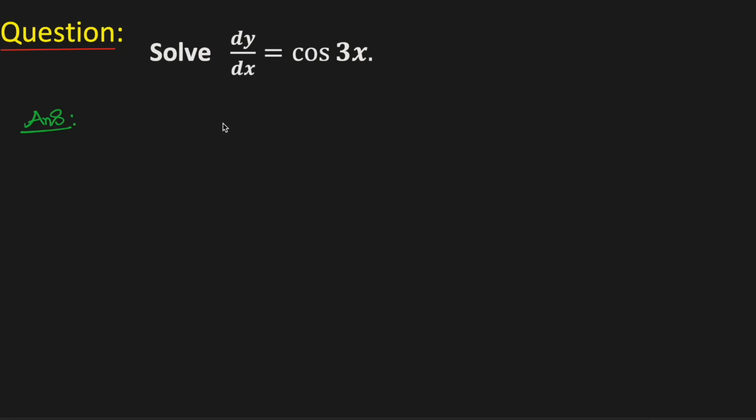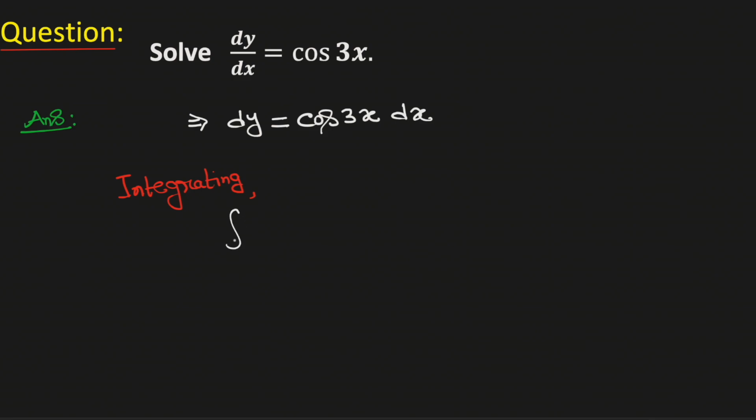In this video, we will solve the differential equation dy/dx is equal to cosine of 3x. We can rewrite this equation as dy is equal to cosine of 3x dx. Now integrating both sides, we get the integration of dy is equal to the integration of cosine 3x dx plus integration constant c.